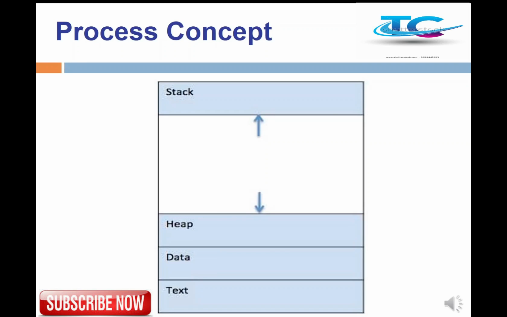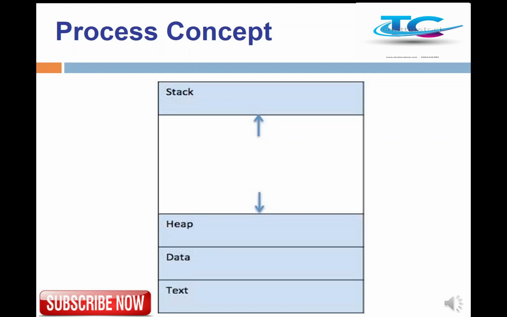Now understand the concept of heap. This is dynamically allocated memory to a process during its runtime. For example, we can directly declare dynamic memory allocation via calloc, malloc, realloc for memory allocation.